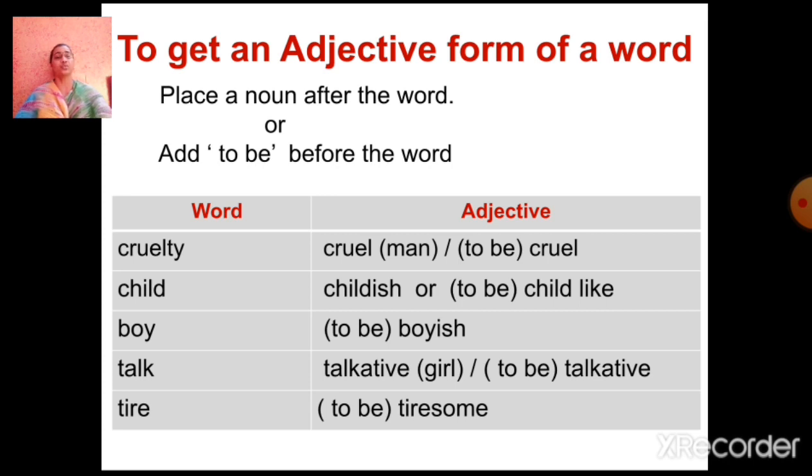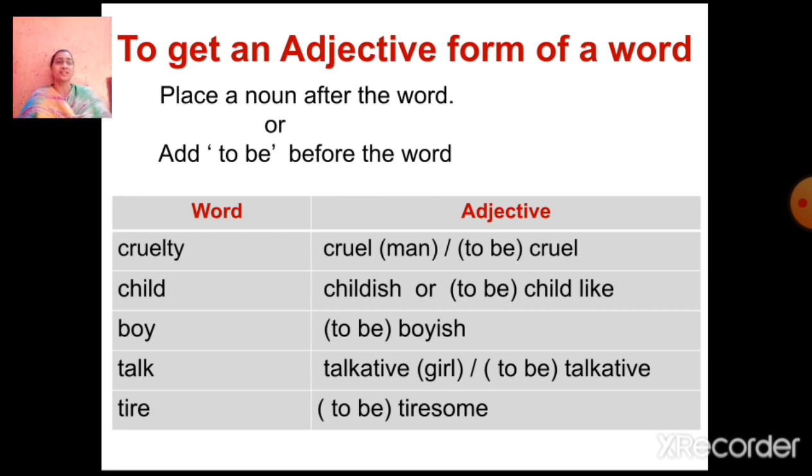Now the next word is child, which is a noun here. So the adjective form will be childish or childlike. Now the next one. The next word is boy. Now place to be before boy and check, and we get the answer, to be boyish. So the adjective is boyish, that is, for the word boy, the adjective is boyish.